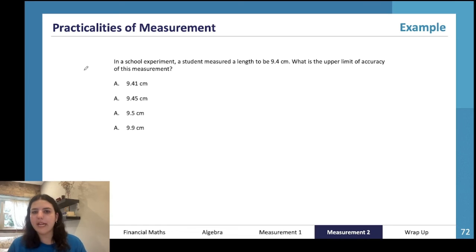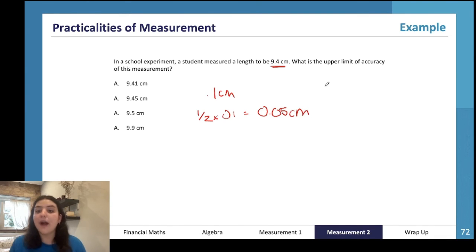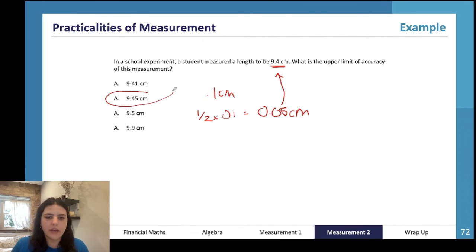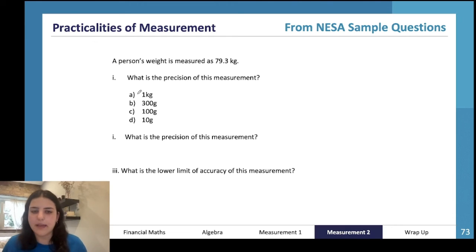Okay, in a school experiment, a student measured a length to be 9.4 centimeters. What is the upper limit of accuracy of this measurement? Okay, so our precision here is 0.1 centimeters, which means that our absolute error is half times 0.1 centimeters, which means our absolute error is 0.05 centimeters. To find the upper limit, we just add that 0.05 to 9.4. So our answer would be 9.45. You see that here. 9.45 centimeters.